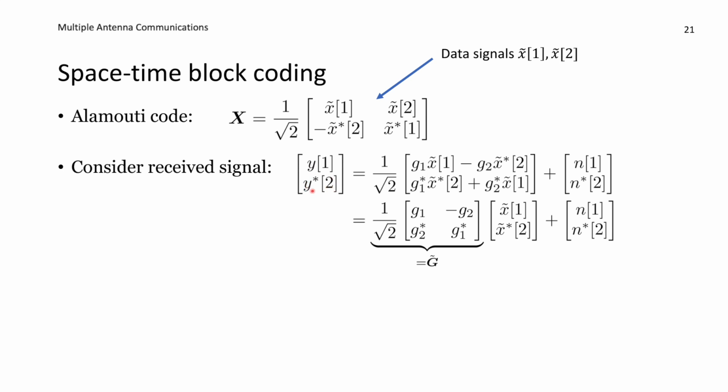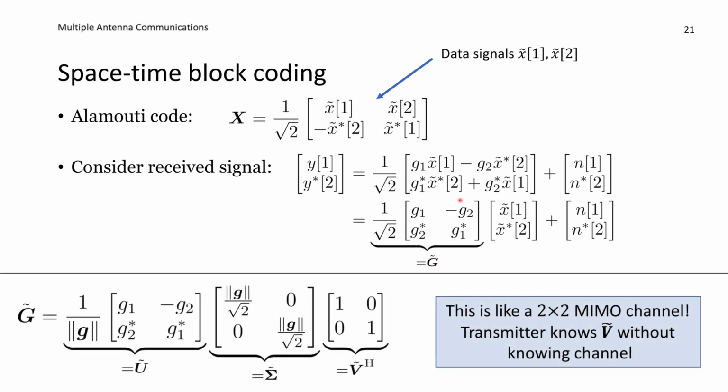at time 2, then using this X we can write the received signal this way, and then we can simplify the expression so that we are getting a vector with the transmitted signals 1 and 2 with the conjugate. Here we have a matrix containing the different channel coefficients, and then here we have a noise vector. And the reason that I rewrite it like this is that now it looks very much like a 2x2 MIMO channel. Two received signals, two transmitted signals, a channel matrix, and a noise vector. And moreover, this channel matrix that I will now call G tilde has an interesting structure because these two columns are linearly independent.